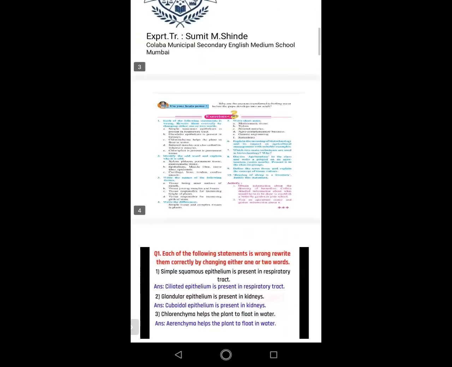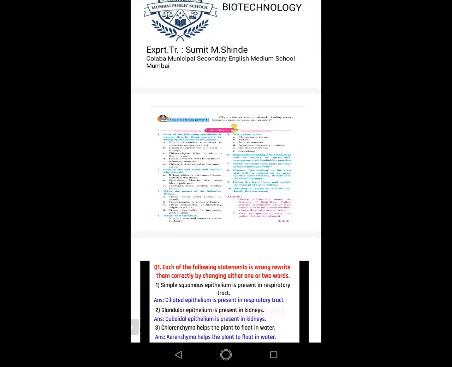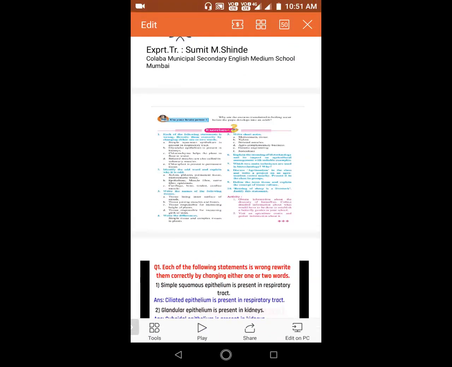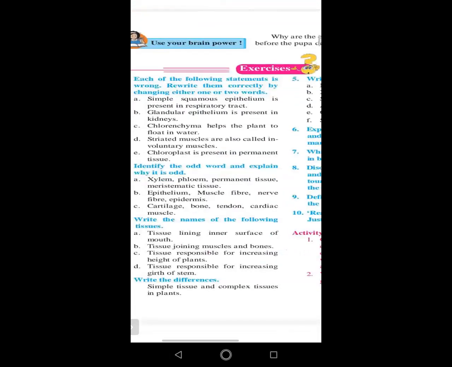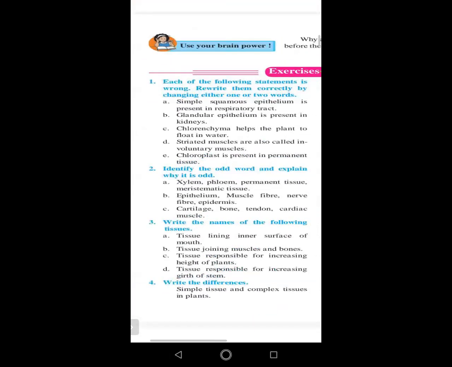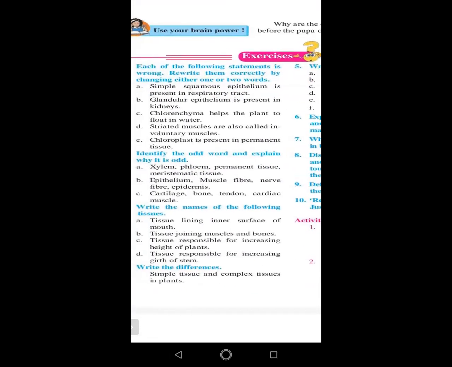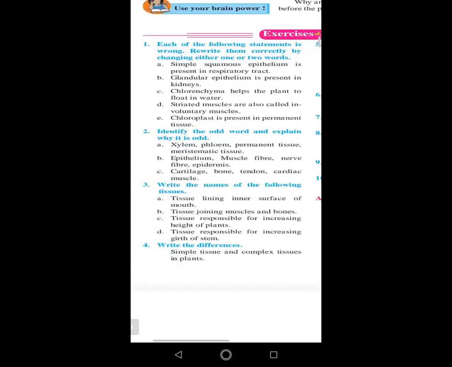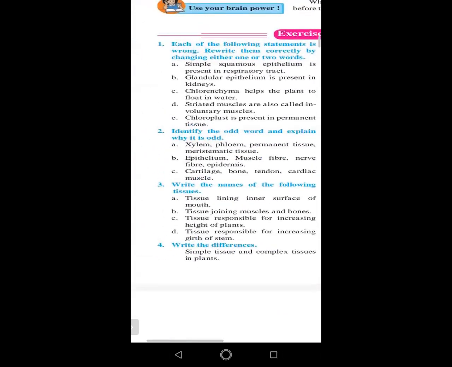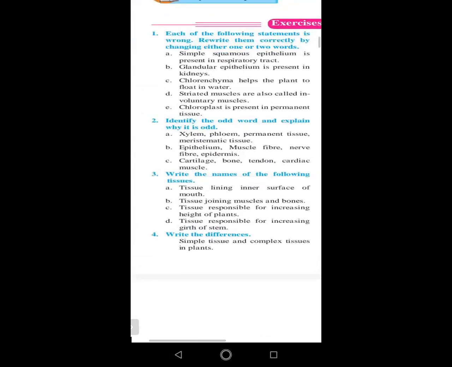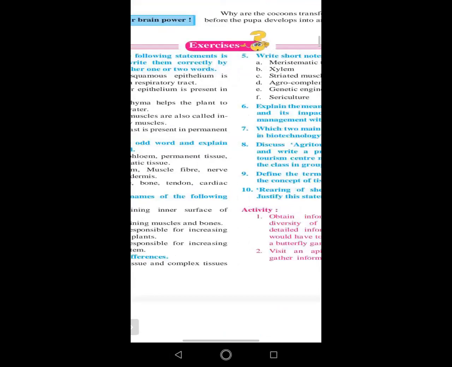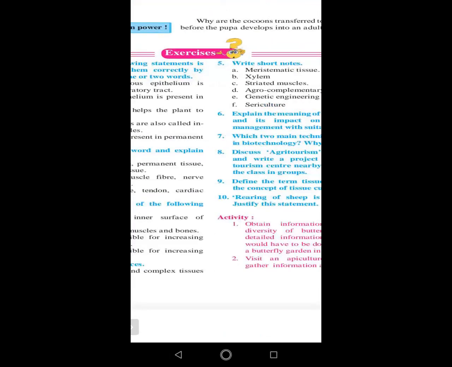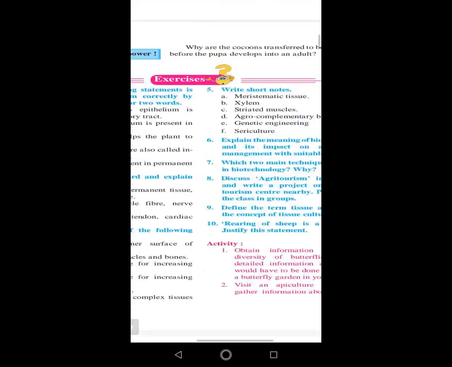Students, this is the exercise of this lesson, which is mentioned in your textbooks. You can open your textbook and see this page. These are the question answers. There are questions number 1, 2, 3, 4, 5, 6, 7, 8, 9, and 10. We have to discuss these question answers in today's session. We will discuss one by one, no need to hurry.